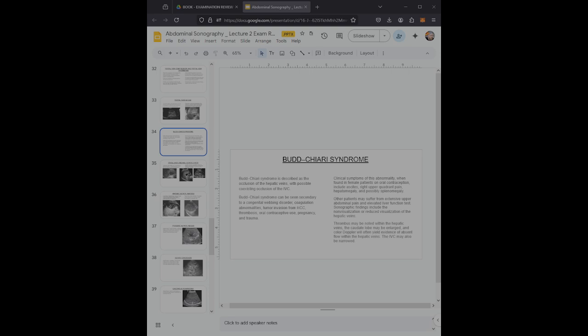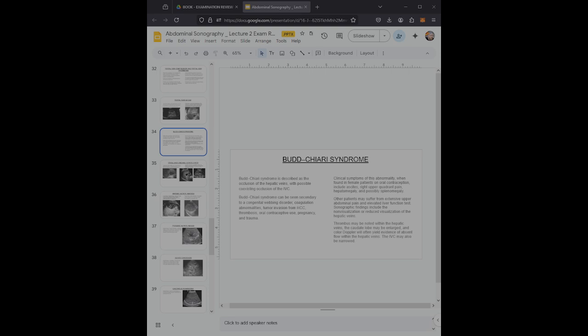Sonographic findings include the non-visualization or reduced visualization of hepatic veins, and thrombus may be noted within the hepatic veins. The caudate lobe may be enlarged, and color Doppler will often yield evidence of absent flow within the hepatic veins. The IVC may also be narrowed.